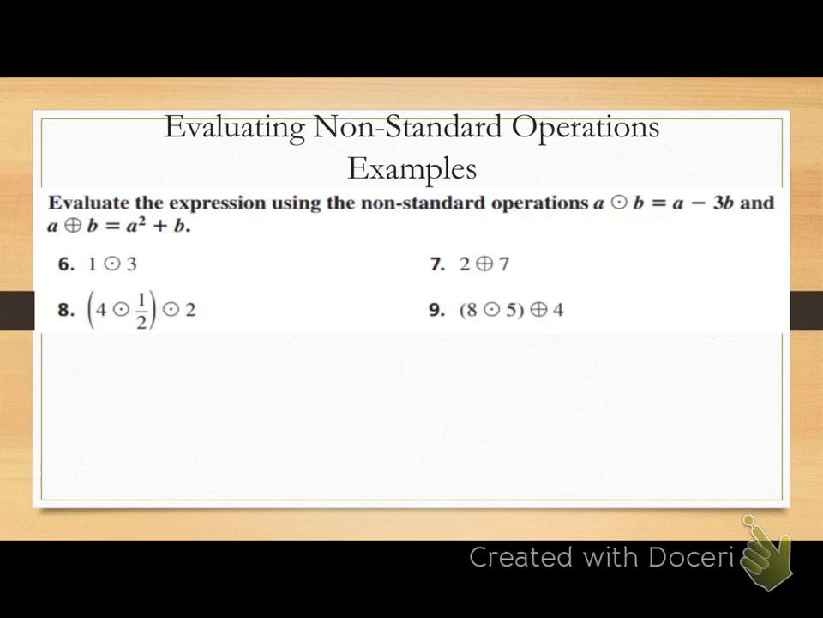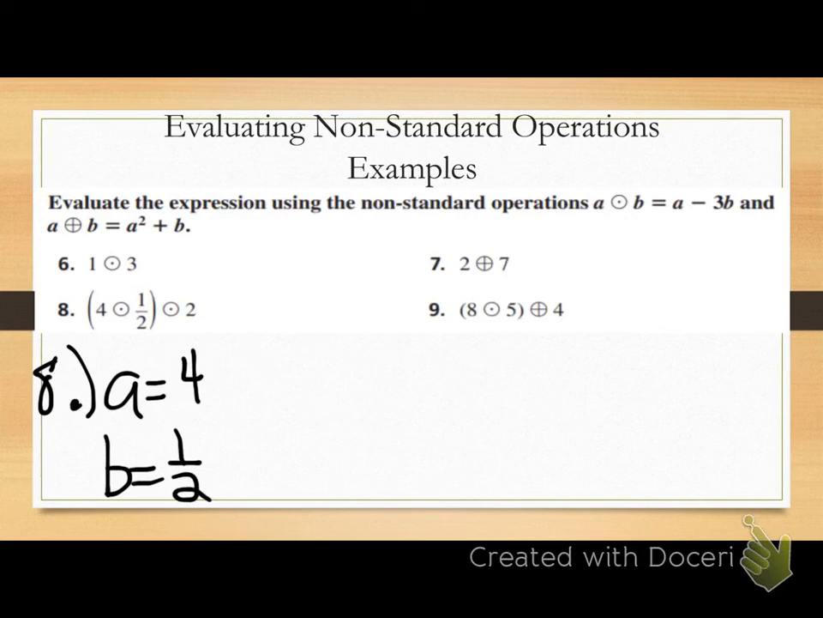Okay, we're doing what first? Parentheses. So in the parentheses, what's my A value? 4. B value? 1/2. Questions there?